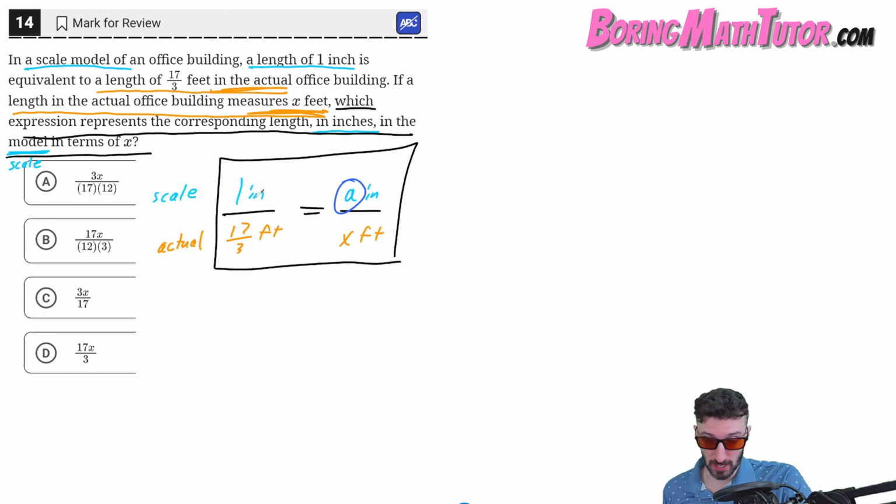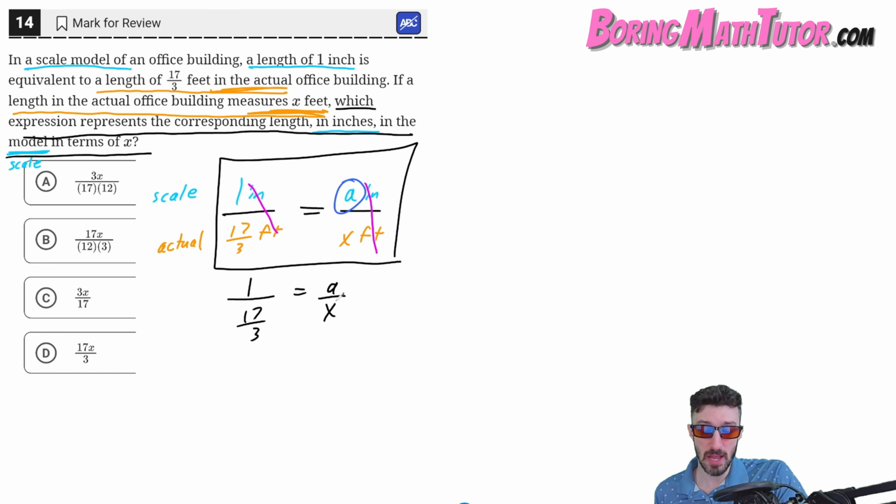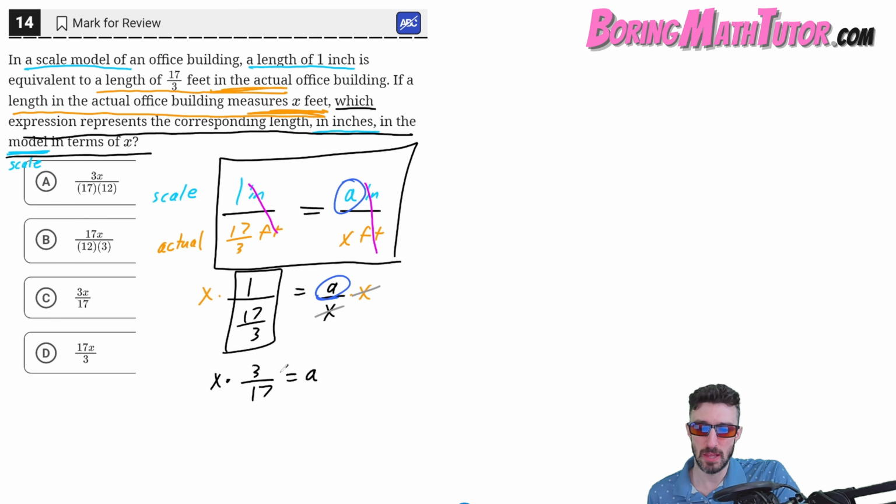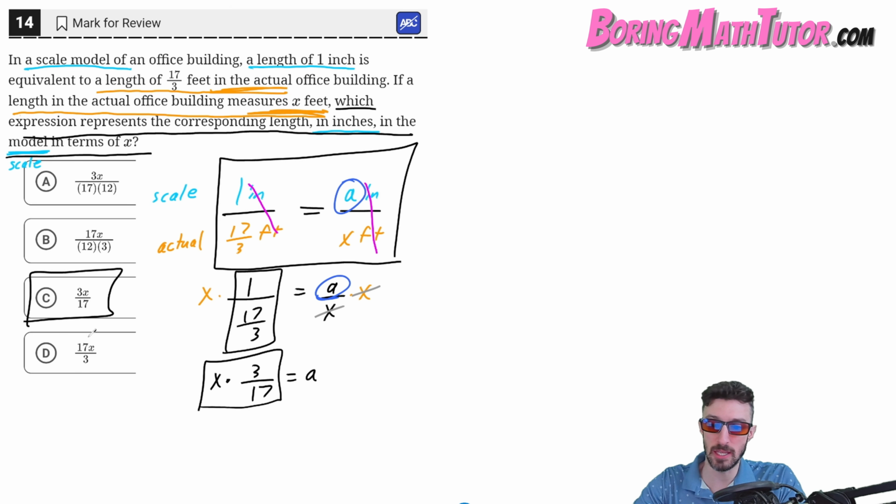Now the units in this case are not going to end up mattering because it's inches over feet on this side and also inches over feet on that side. So really the only thing that matters is 1 over 17/3 equals A over X. But remember, we're solving for A, so that means I just need to multiply both sides by the X. That'll cancel out the X down there. And now I've got to figure out what this comes out to. But when I have 1 over a fraction, that actually allows you to flip the fraction. So now you have X times 3 over 17, that equals A. So that's 3X over 17, which is C.